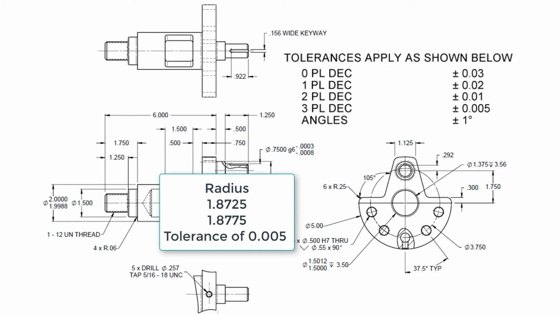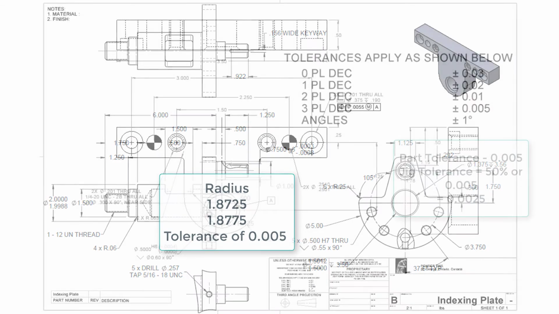Next, we should convert this to a radius value, because these holes are machined around the center of the part, which means the actual tolerance is 1.8725 to 1.8775, meaning the part tolerance for our purposes is 5 thou.